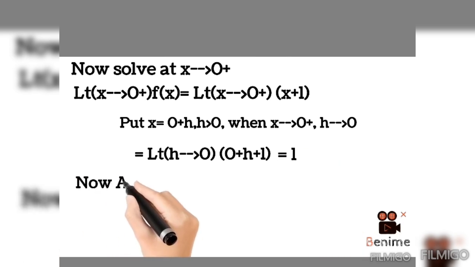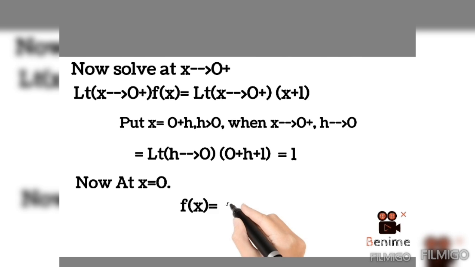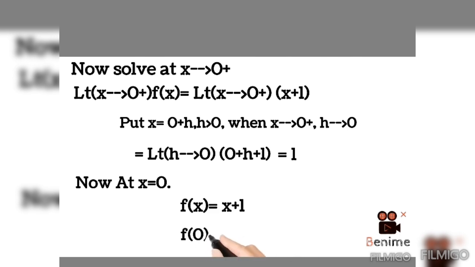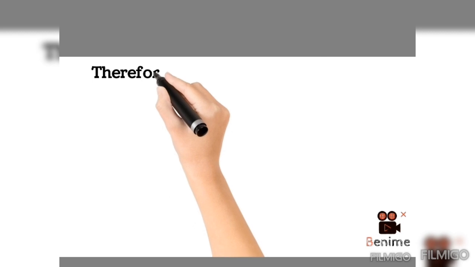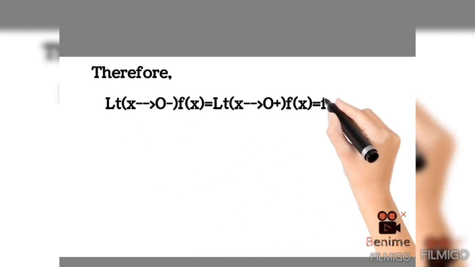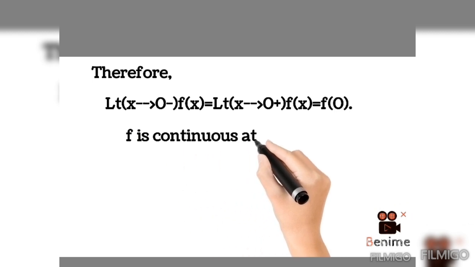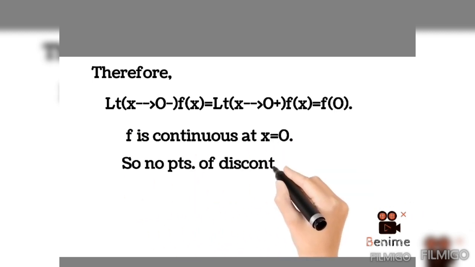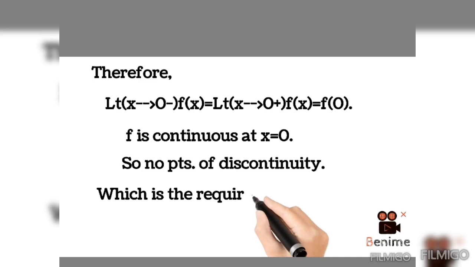Now solve at exactly x equals 0. For x equals 0 our function is again x plus 1, from which we get answer 1. Therefore all the three answers are the same. So f is continuous at x equals 0. So there is no point of discontinuity. Which is the answer?